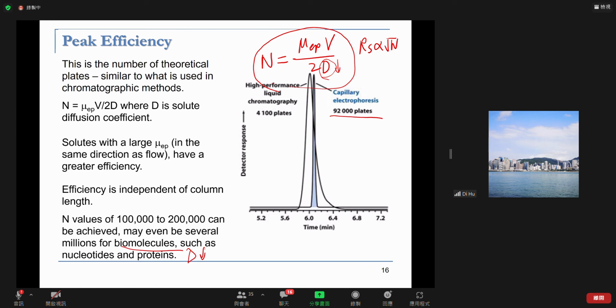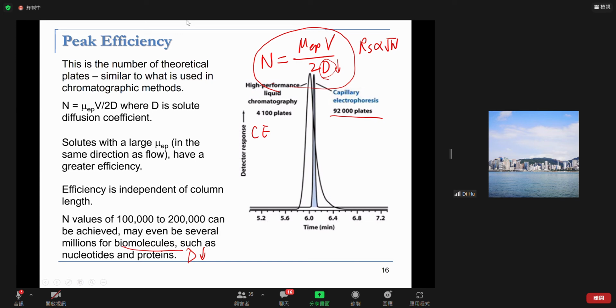But just answer the question. So for capillary electrophoresis, CE, the plate height is related to the ABC terms, right? Does it have the eddy diffusion? Does it have that term?